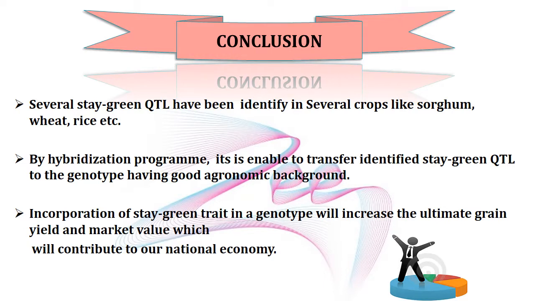Concluding stay-green traits: several stay-green QTLs have been identified in several crops like sorghum, wheat, rice, etc. By hybridization program, it is possible to transfer identified stay-green QTLs to genotypes having good economic background. Incorporation of stay-green traits in a genotype will increase the ultimate grain yield and market value, which will contribute to our national economy. The stay-green traits constantly promote good harvest as well as further requirement of the farmers. So it is one of the ideotype approaches in any crop.